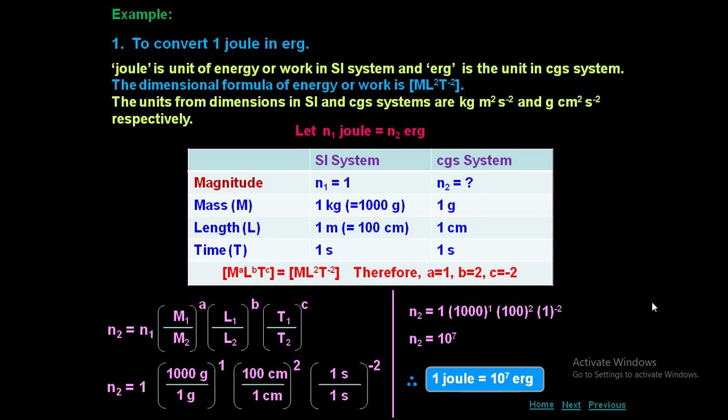So what is the unit? 1 joule is equal to 10 to the power 7 erg. So in this way, you are supposed to convert one system of unit into another system of unit. First, know the unit, write the dimension formula, arrange a table, convert the values, find the values of a, b, c, substitute in the formula, and you will get the answer.